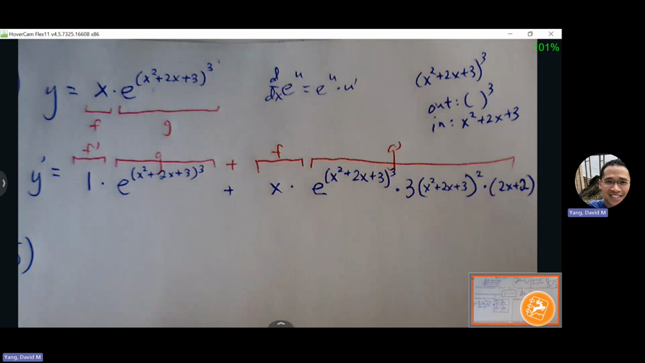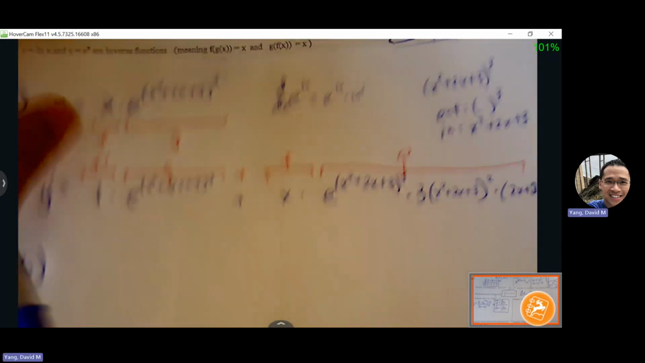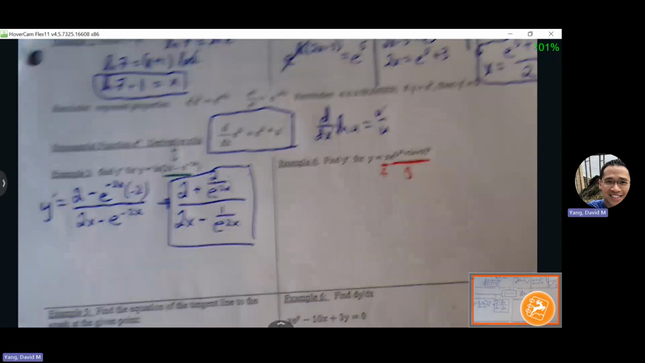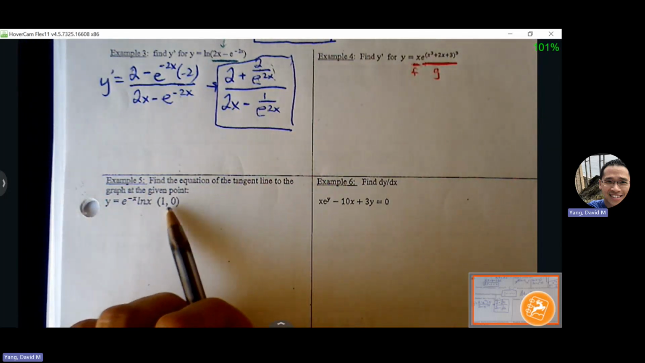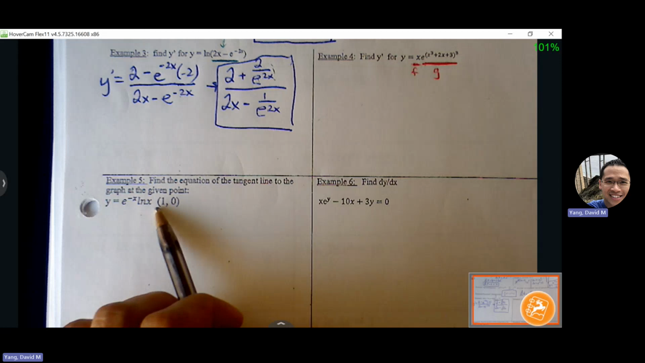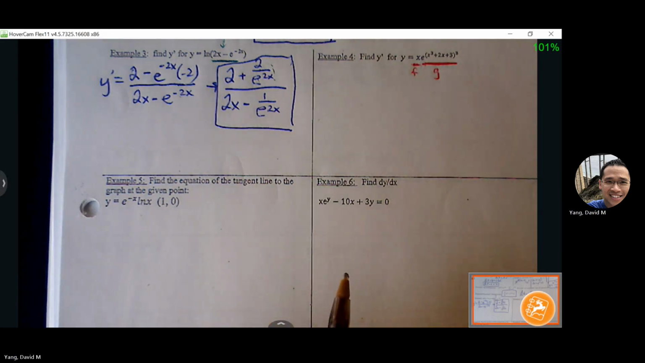Okay, number 5. Number 5 says write an equation of the tangent line. So tangent line means find the ordered pair, which they give us, find the derivative, find the slope, and then point-slope form.